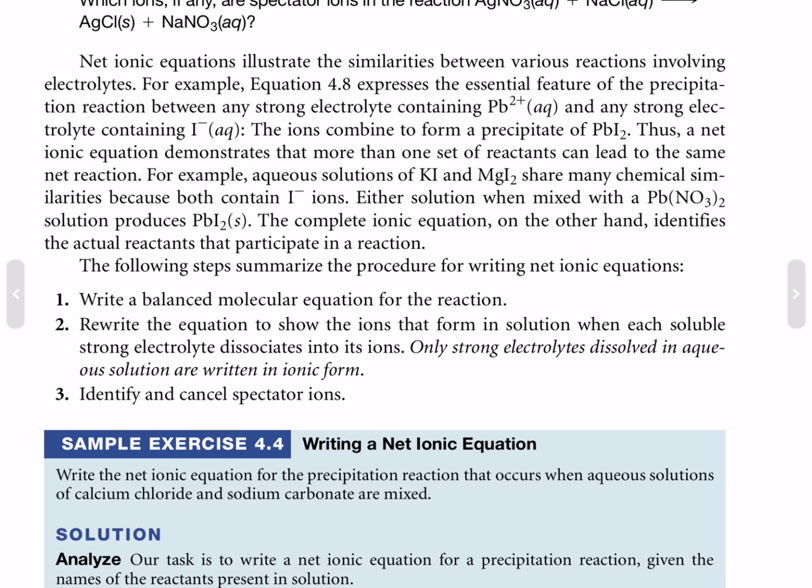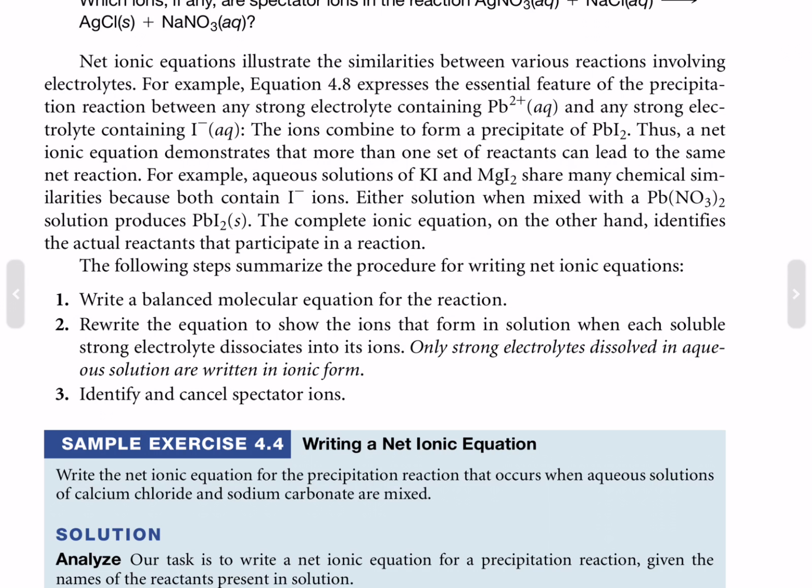Net ionic equations illustrate the similarities between various reactions involving electrolytes. For example, 4.8 expresses the essential feature of the precipitation reaction between any strong electrolyte containing lead and any strong electrolyte containing iodide. The ions combine to form a precipitate of lead iodide. Thus, a net ionic equation demonstrates that more than one set of reactants can lead to the same net reaction.